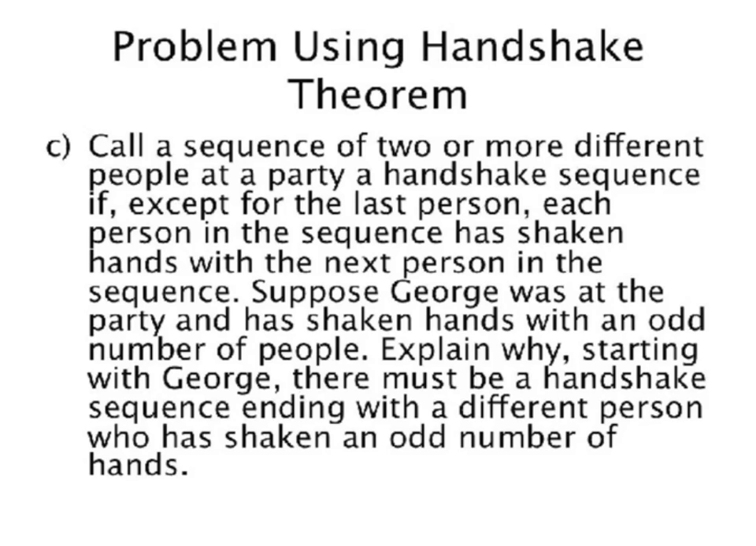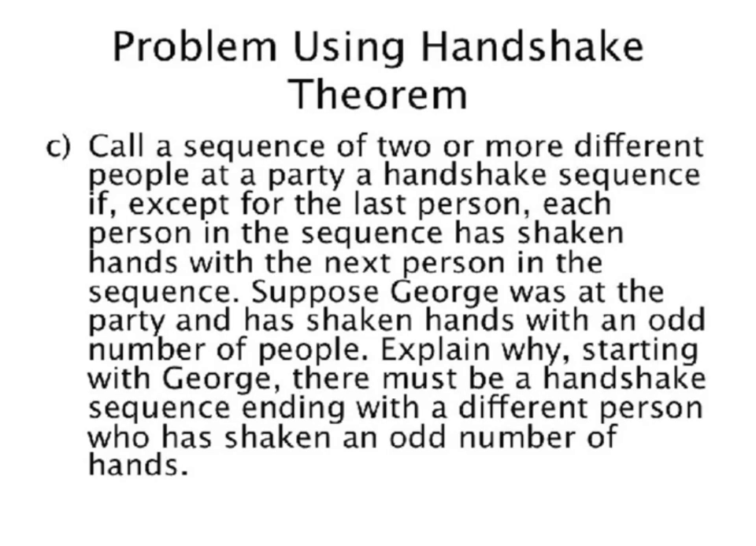Part C of this problem is the following. Call a sequence of two or more different people at a party a handshake sequence if, except for the last person, each person in the sequence has shaken hands with the next person in the sequence. Suppose George was at the party and has shaken hands with an odd number of people. Explain why, starting with George, there must be a handshake sequence ending with a different person who has shaken an odd number of hands.